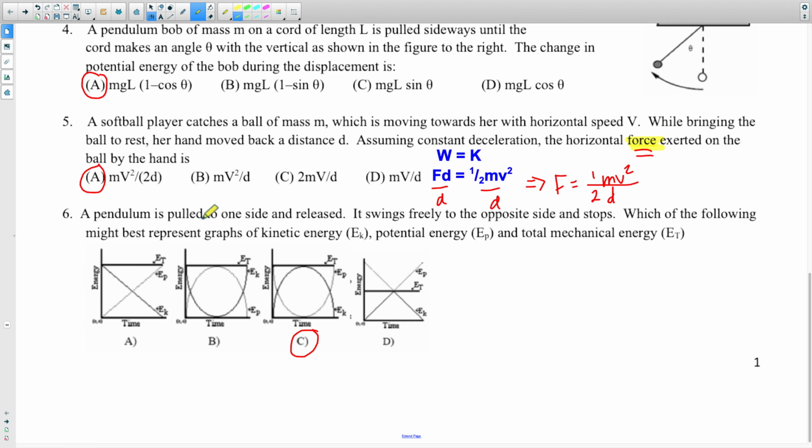Okay, the next question. A pendulum is pulled to one side and released. It swings freely to the opposite side and stops. Which of the following best represent the graphs of kinetic energy, potential energy, and total mechanical energy?